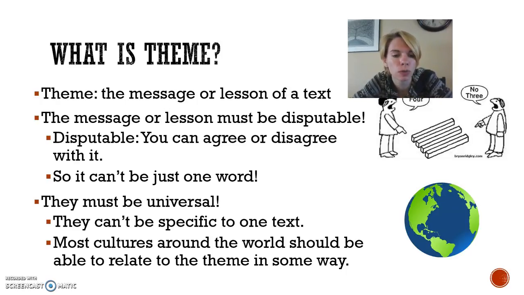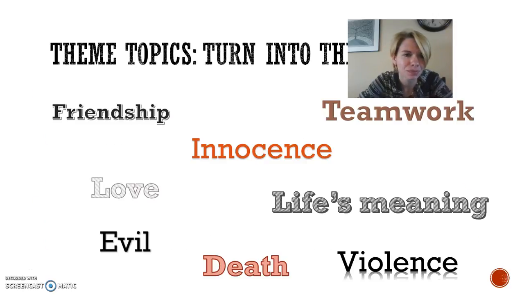Also, it should be universal. It can't be specific to one text. Most cultures around the world should be able to relate to the theme in some way. So these are like the big ideas of things that in some way unite us all as people. Love is one of those things that most cultures have a concept of it and have opinions about it. Like what is it, and who feels it, and when do you feel it, and why do you feel it?